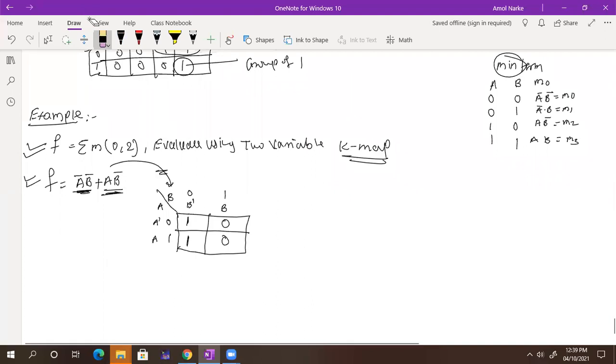Sir, how come that came? Yeah, I will tell you. So what we have, we are solving this function. Which variables are contained in that function? Because we are writing in min terms. So what is my first term?